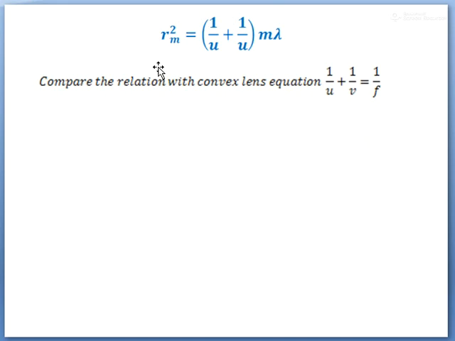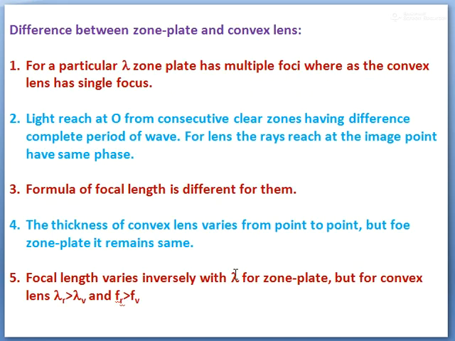Okay, so these are the equations, এবং এটার সঙ্গে যদি আমি কনভেক্স লেন্সের ইকুয়েশনকে কম্পেয়ার করি তাহলে আমি দেখতে পাবো যে ফোকাল লেন্থ will depend on this m, এবং ডিফারেন্ট ফোকাল লেন্থ থাকতে পারে। এখন what are the differences between zone plate and a convex lens? I am constructing that particular zone plate for a monochromatic light. তাহলে আমি সিঙ্গেল ওয়েভলেন্থের লাইট ইউজ করছি to construct this zone plate, এবং for a particular light convex lens has a single focus.